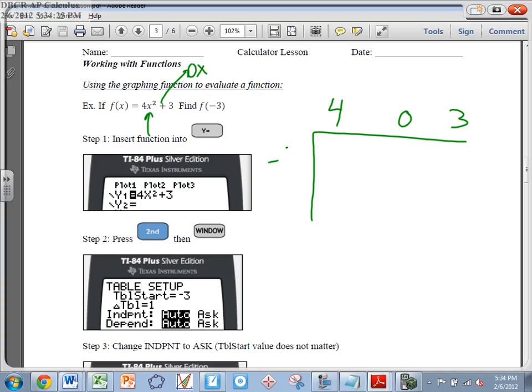Plug in the -3. Bring down the 4. This gives you -12. -12 and 0 is -12. This gives you 36 when you multiply these two next. 36 and 3 is 39. So you get the same answer, but in 3 different ways. Again, using your table function on the calculator, using direct evaluation like we did the first time, or using synthetic substitution like we just showed now with the synthetic table.